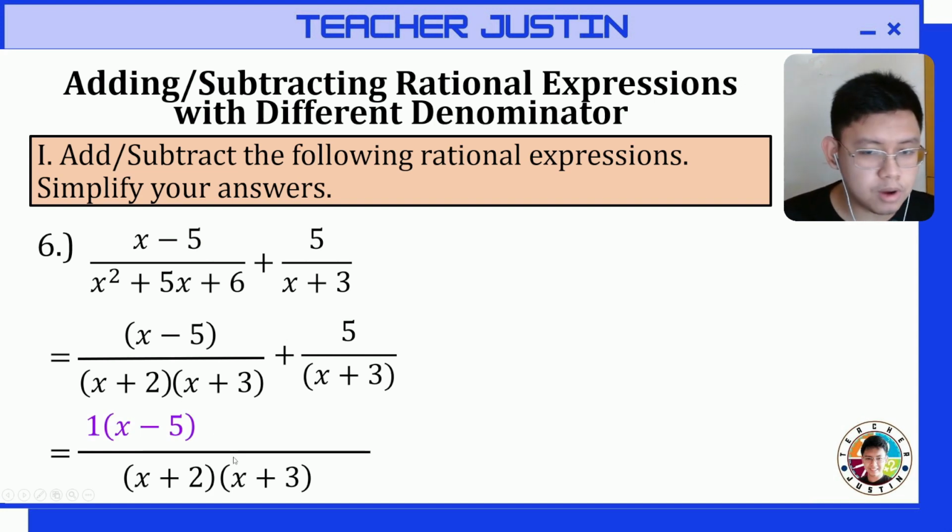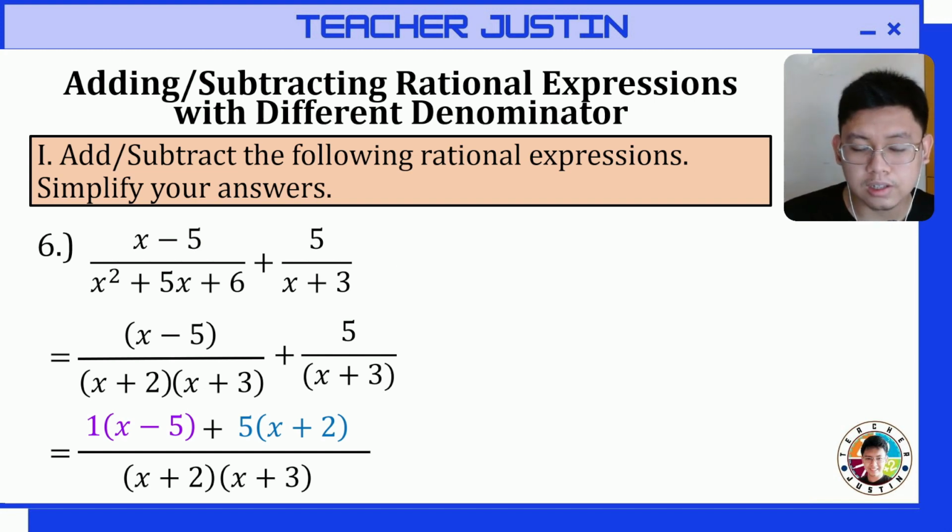Let's repeat the same process to our second fraction. So we have x plus 2, x plus 3 divided by x plus 3. So the answer will be x plus 2. Multiply natin sa numerator. That will give us 5 times x plus 2. Then, let's copy the operation between them. It is addition. Okay. After natin gawin yon, we will be applying the distributive properties.